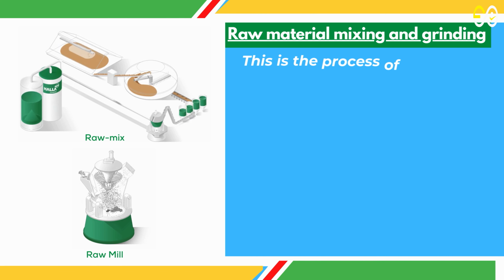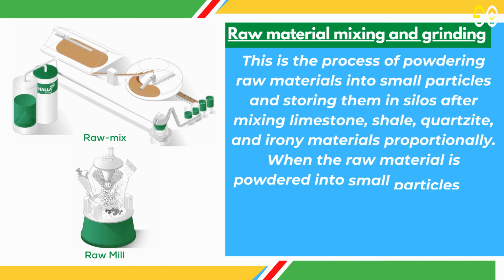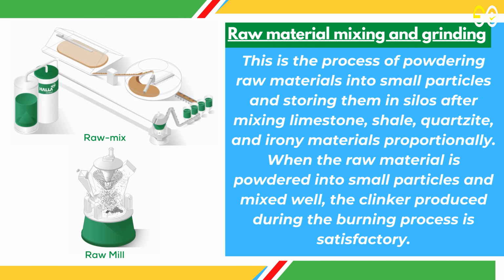Raw material mixing and grinding. This is the process of powdering raw materials into small particles and storing them in silos after mixing limestone, shale, quartzite, and iron materials proportionally. When the raw material is powdered into small particles and mixed well, the clinker produced during the burning process is satisfactory.